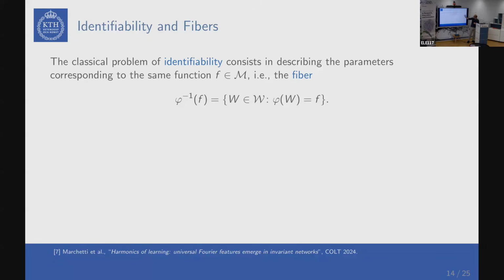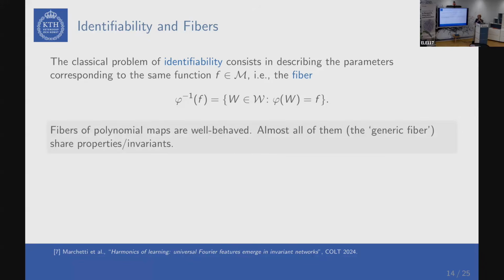Okay, so more mathematically, given a function, so a point in your manifold, we want to look at the fiber. So all the parameters that map to that fixed function. It's called the fiber of f, the fiber of the parametrization based at f. And now another big thing of algebraic geometry is that fibers of polynomial maps are very well behaved.